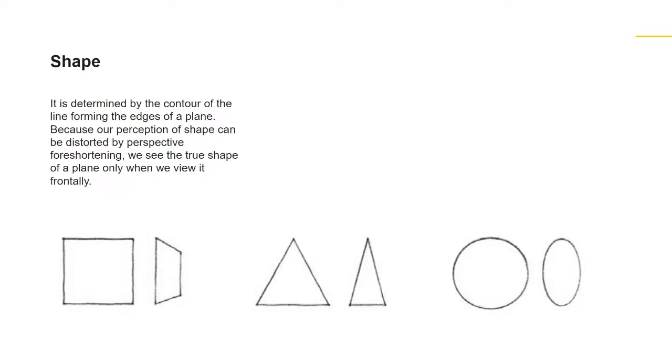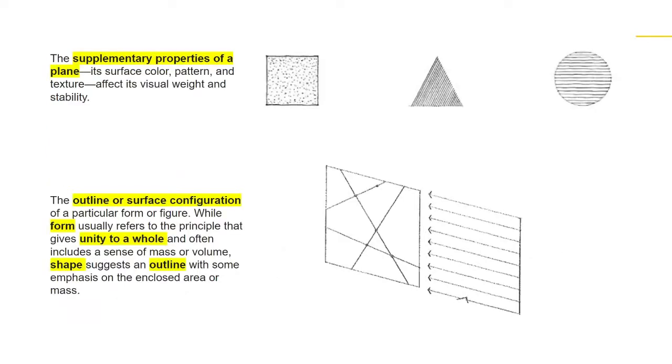Even when we experience interior or architecture, that's where we visually perceive these forms. That's why you have your front view, your side view, your back view, and your perspective view. You'll see its true shape when it's directly viewed up front. Some supplementary properties of a plane are surface color, pattern, and texture, which affect its visual weight and stability.